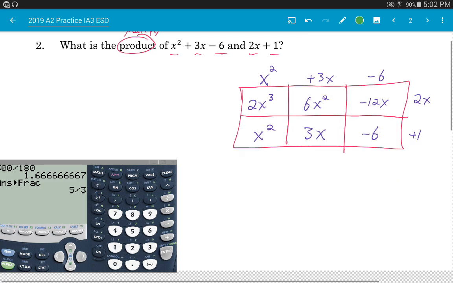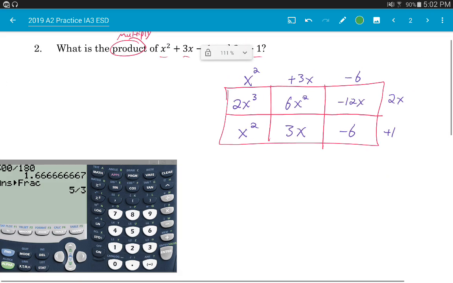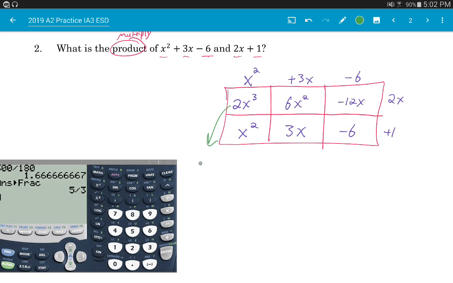Now when I bring them out, I'm adding them up. So I've got 2x cubed. And I've got 6x squared and 1x squared. So when I take those out, it'll be plus 7x squared. I've got negative 12x and 3x. So when I add those up, it's going to get me negative 9x. And negative 6 is all by itself, so minus 6.